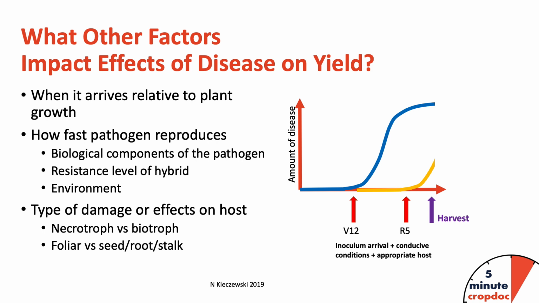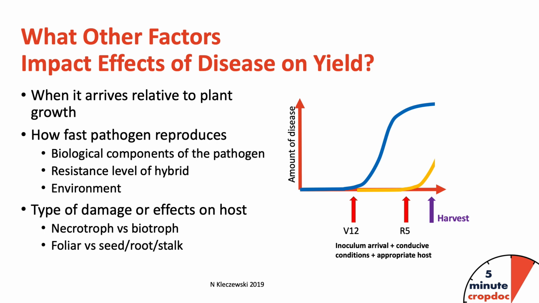There are other factors that are very important in terms of diseases and yield and when those diseases occur, especially if you're thinking about foliar diseases. Now I'm going to use corn here as an example. The earlier those diseases arrive on the plant, the longer they have to cause yield losses. So if a disease such as, let's say, southern rust arrives at V12, it'll have a much longer amount of time to cause disease and reduce your yields than if it arrives later on in the season at R5.